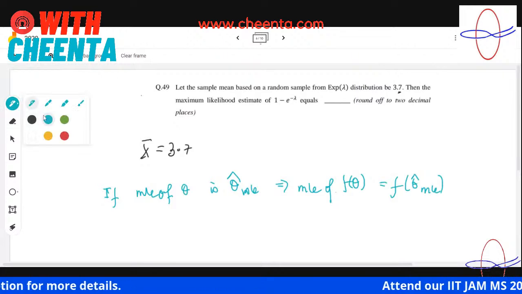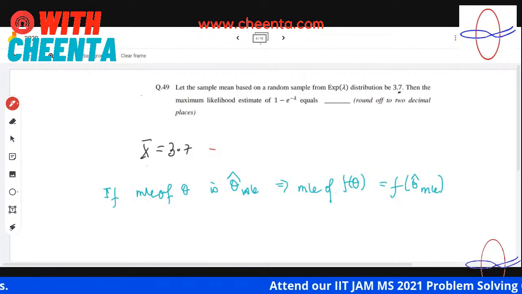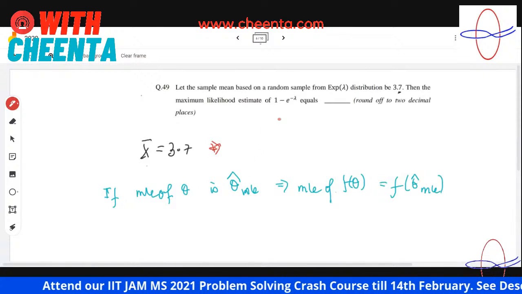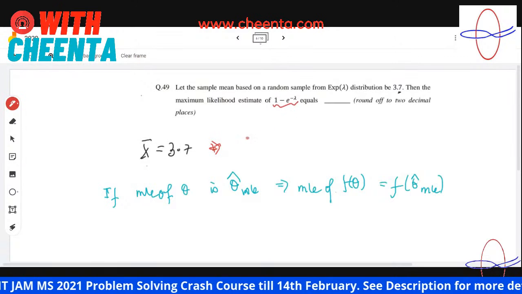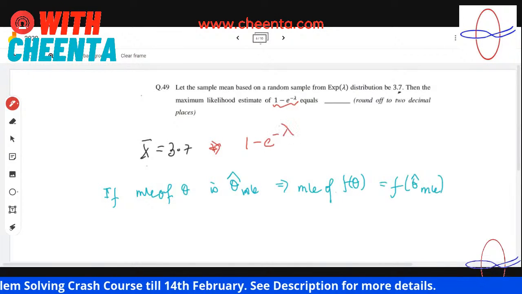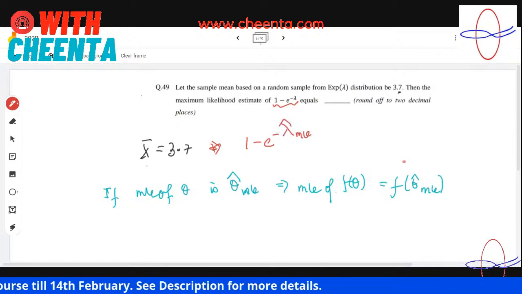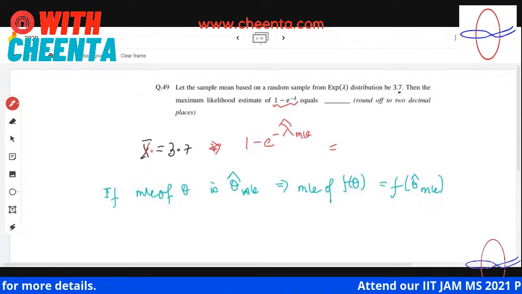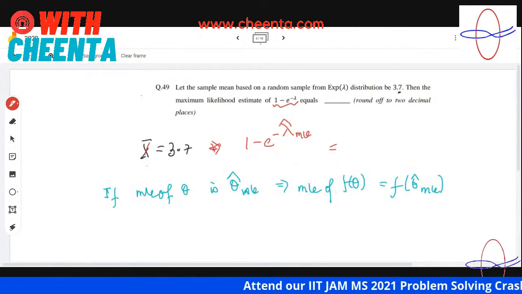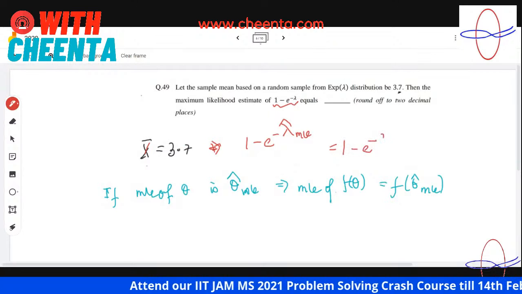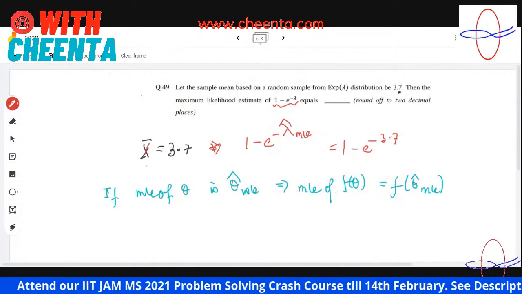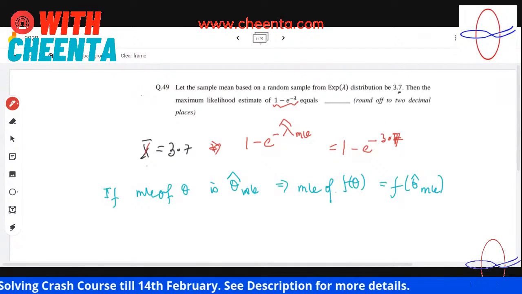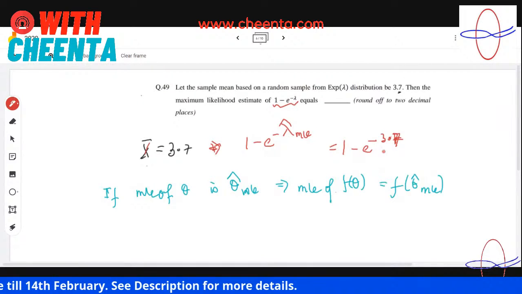Okay, see, by the invariance property of the MLE, what you can get is that the MLE estimate of this is equal to 1 minus e to the power minus lambda hat MLE. Now what is the lambda hat MLE? It is x bar, right? So it's 1 minus e to the power minus x bar. It's just an application of one result. Exactly, invariance property. Perfect. Very easy problem, guys.